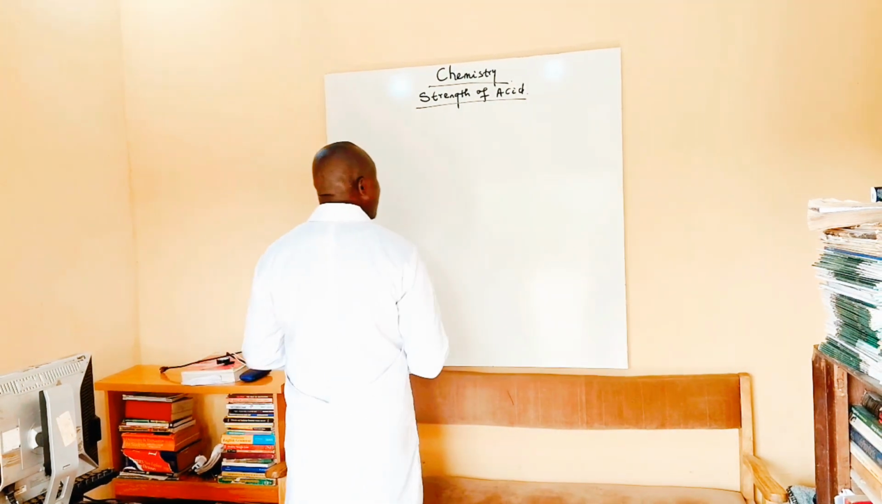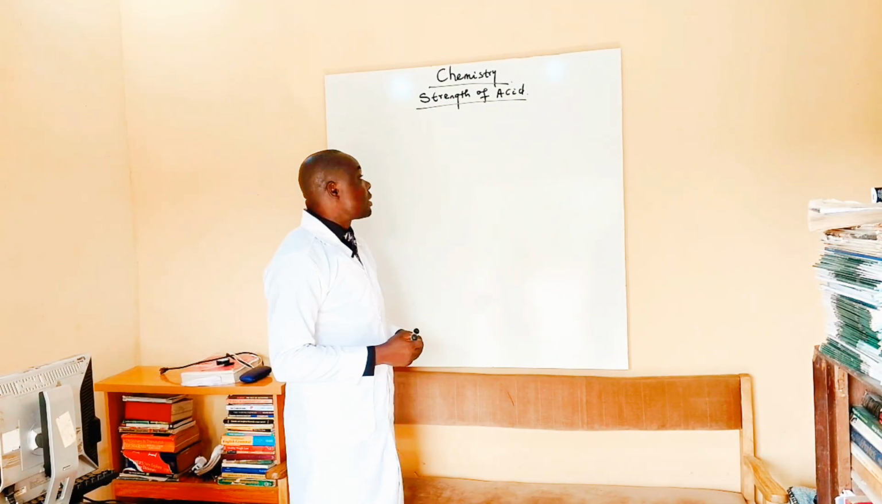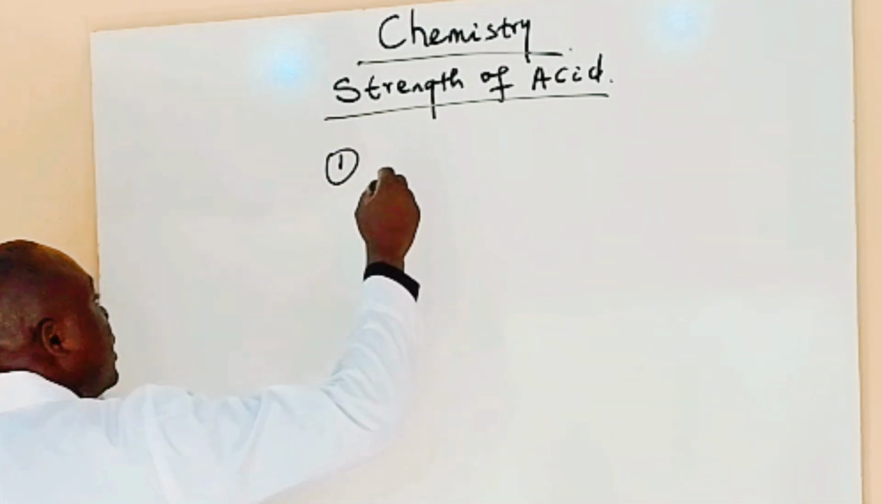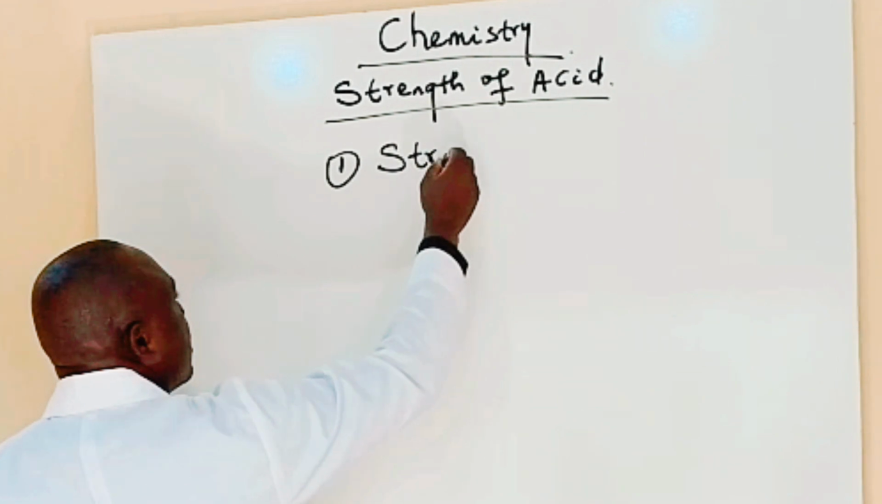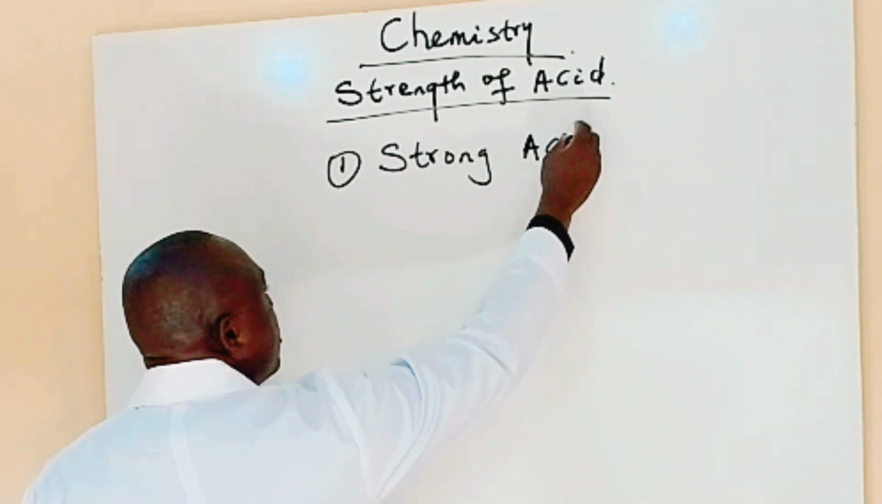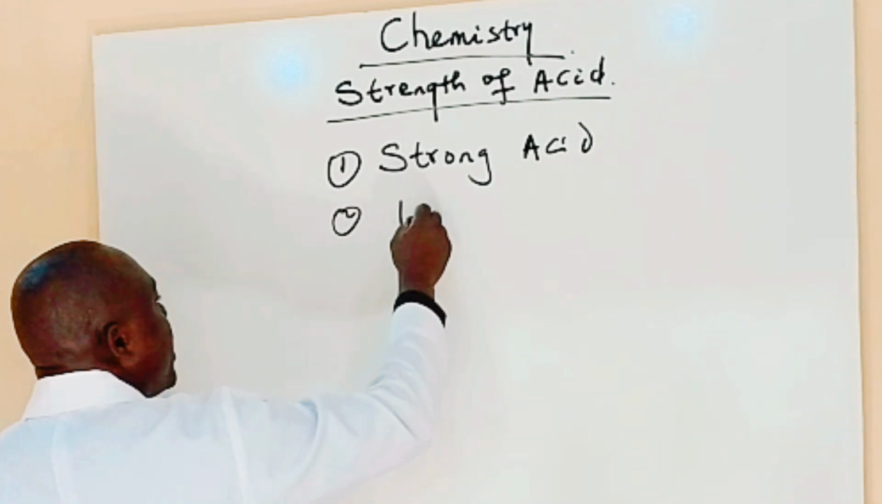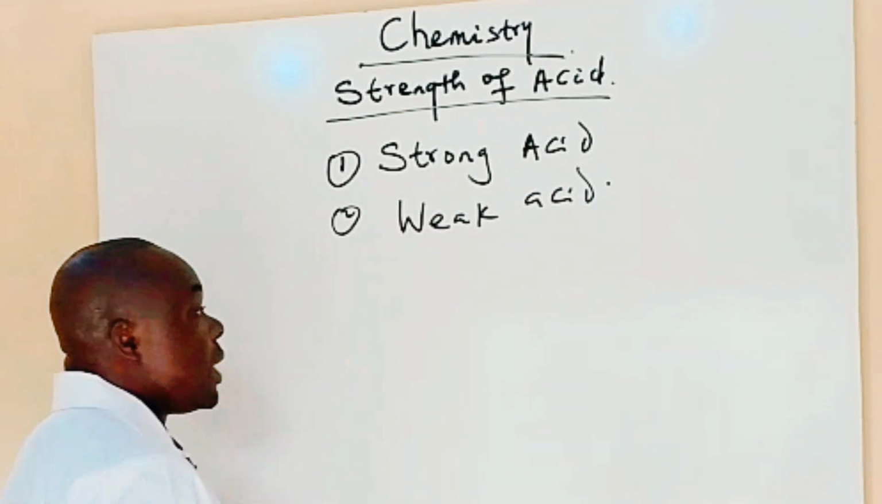In this, we have two types of acid categories in the strength of acid. One is strong acid. Two is weak acid.